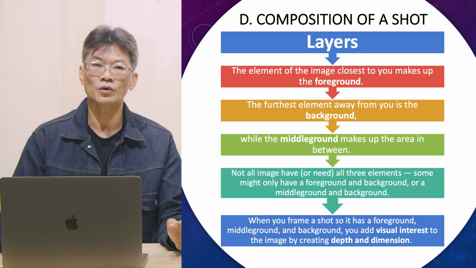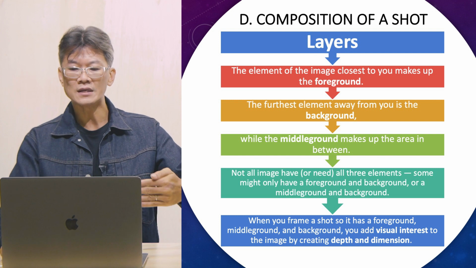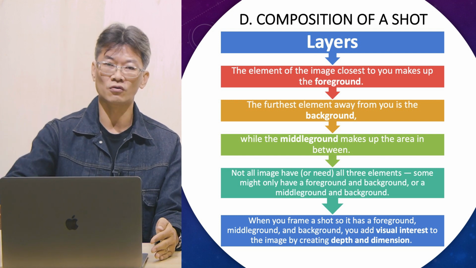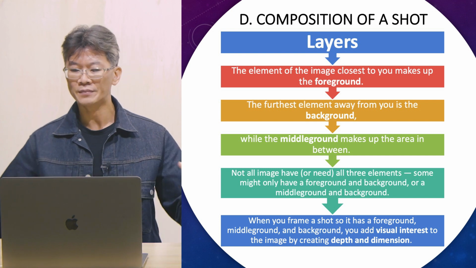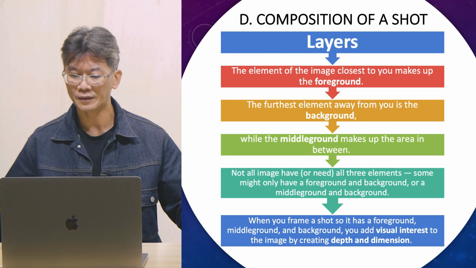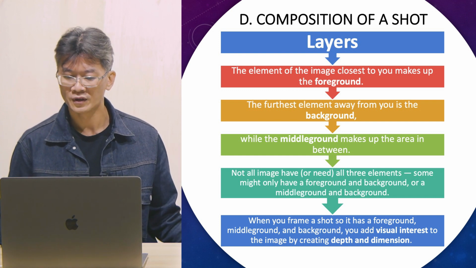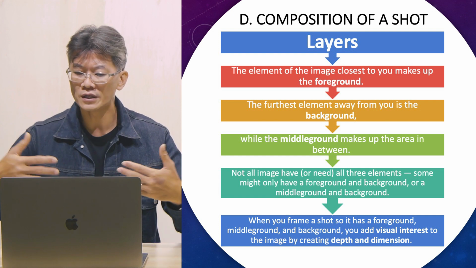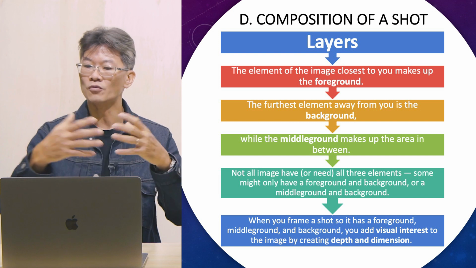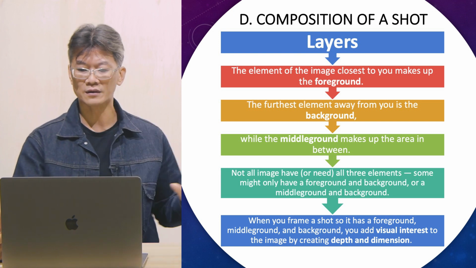Now, next rule would be on layers. Layers means that there are elements in the shot that are closest to the camera, and that makes up the foreground. Then there will be elements in the middle of the shot, which is the middle ground. Then there are elements at the back, which is the background. So these 3 grounds are layers in a shot that you can add so that there will be interest, with elements placed in front, in the middle, and at the back.